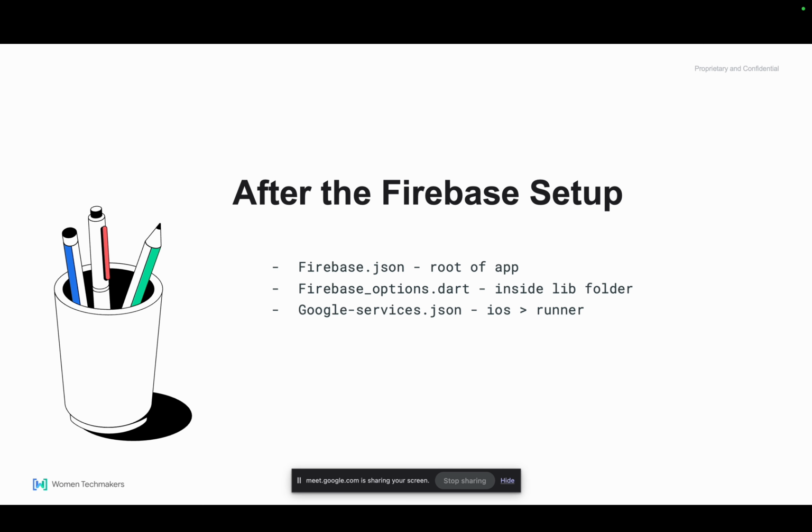Now, once this is done, we are not quite ready yet to start coding. We will have to check if 3 important files have been added for us automatically inside of our Flutter project. So these 3 files are the firebase.json. Firebase.json will always be at the root of your Flutter application. You have the firebase_options file, which is a very important file, and it will be inside of your lib folder, and Google services, which will be in the different platform specific folders.